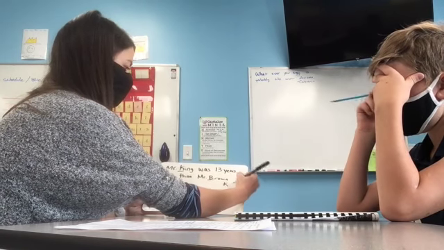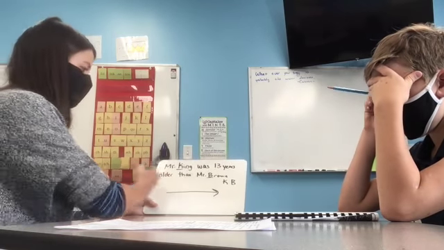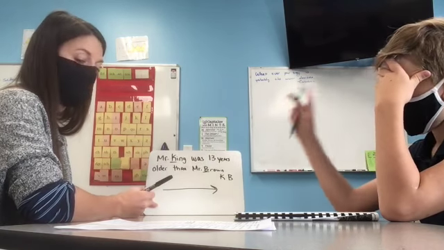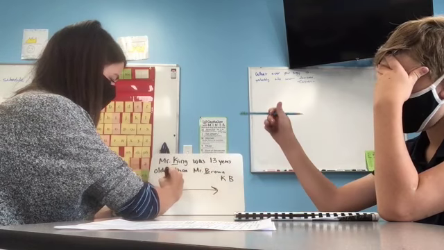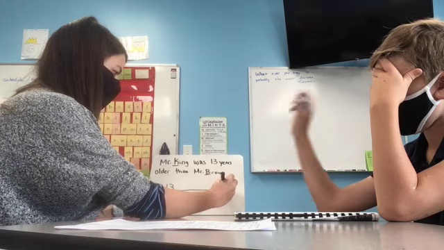K and B. And what's the small number for this problem? 13. Great, so where does the small number go? So 13 would go here, and K would go here. And so King and Brown would go there.